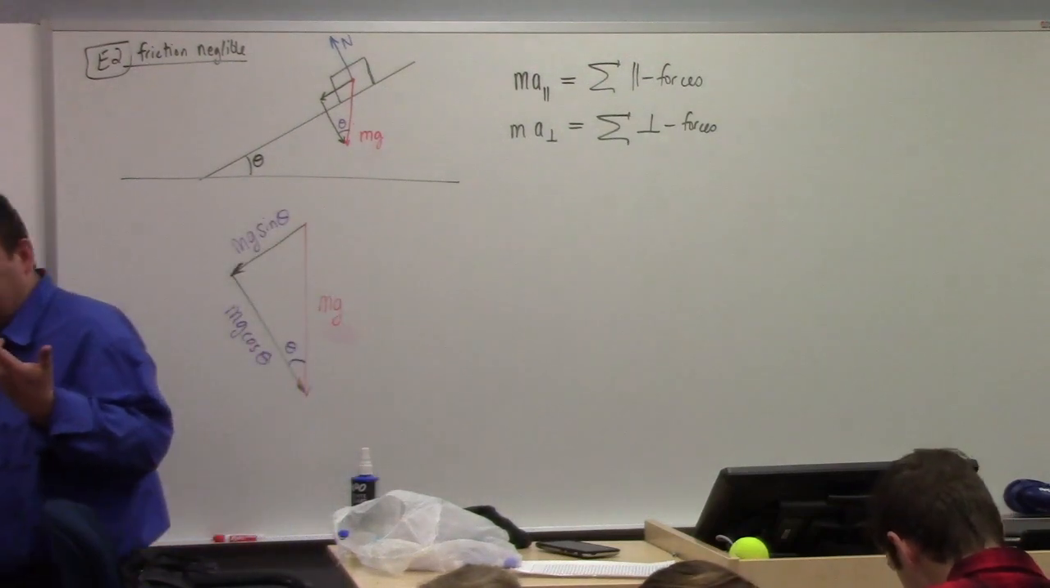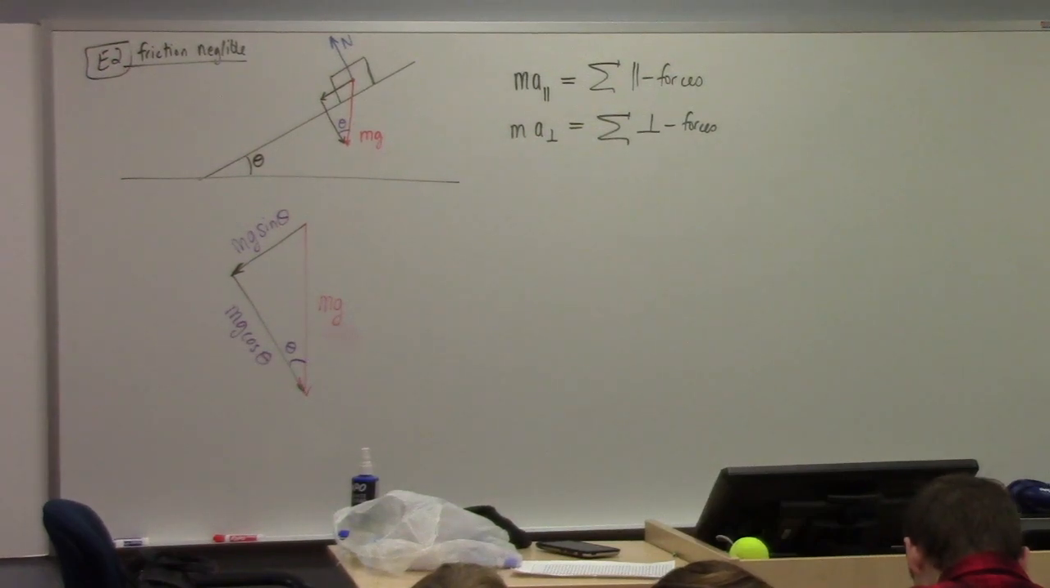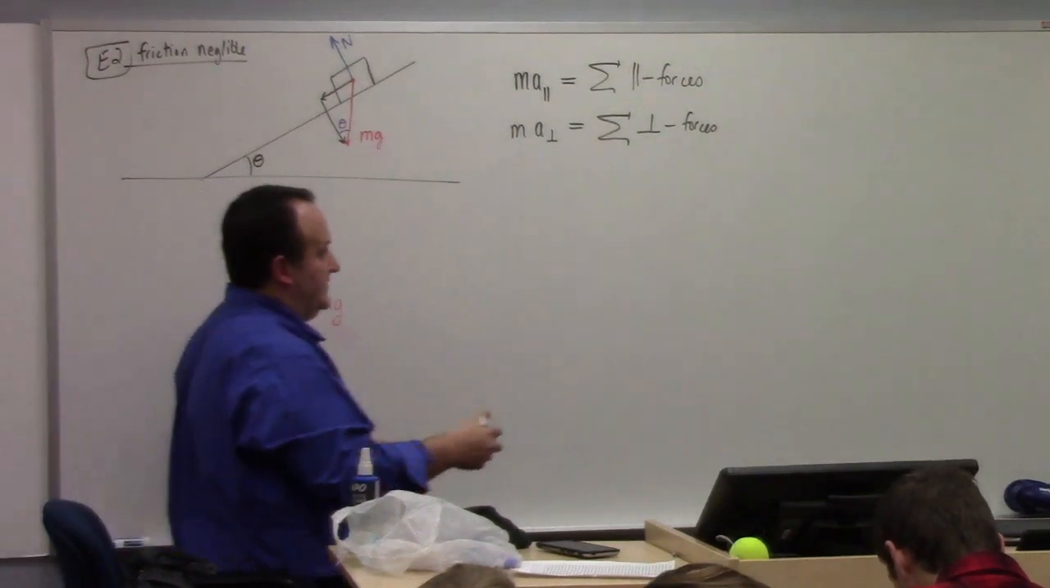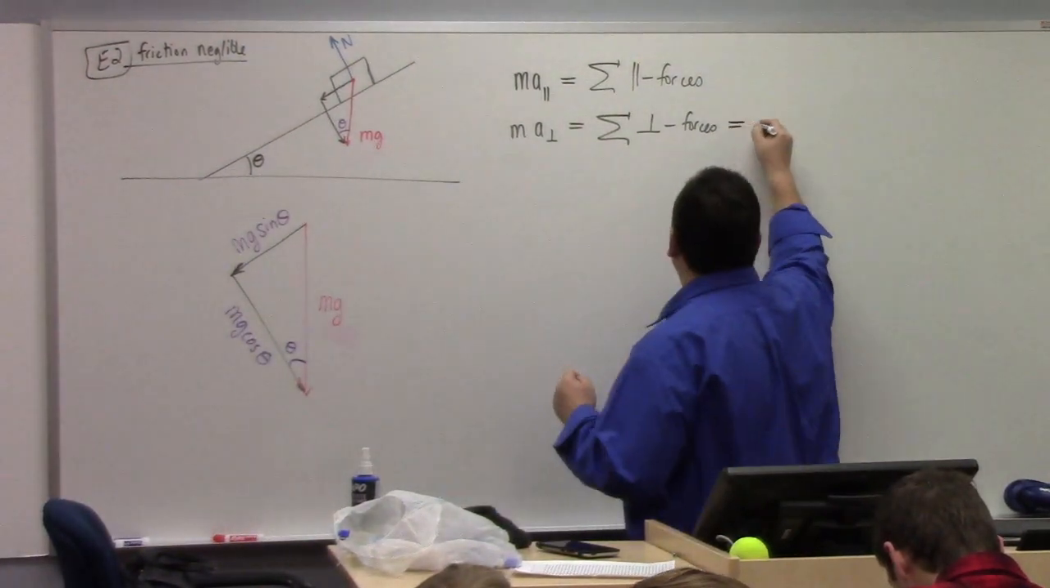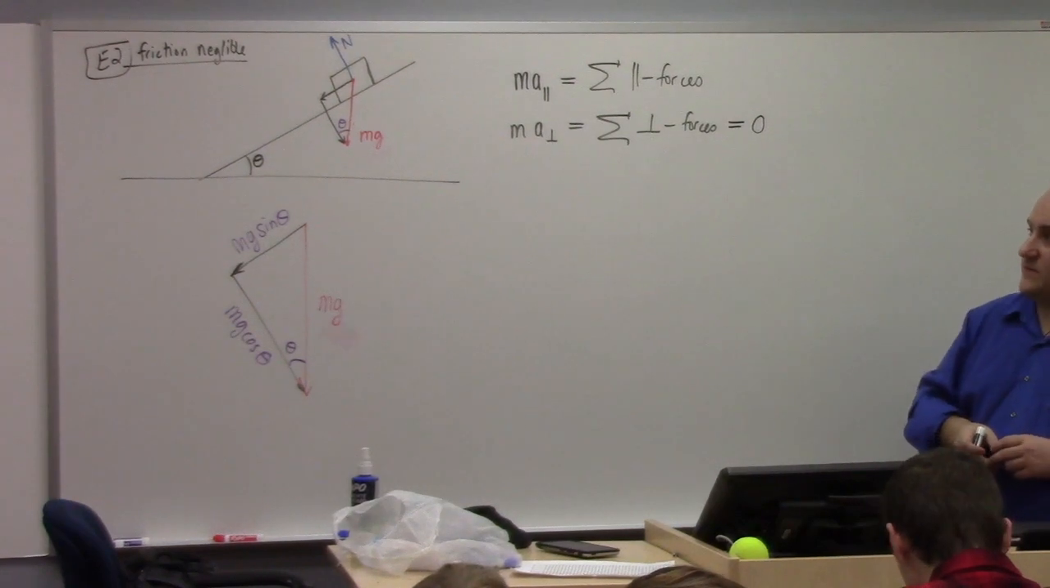But what else is the situation here? Well, we're on the plane, right? So what's the perpendicular acceleration? As long as it's sliding on the plane, the perpendicular acceleration is 0, right? It's not lifting off the plane, it's not going into the plane. So this has to be equal to 0, right? But what are the perpendicular forces here?